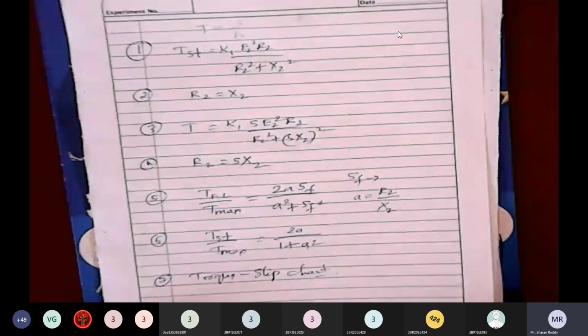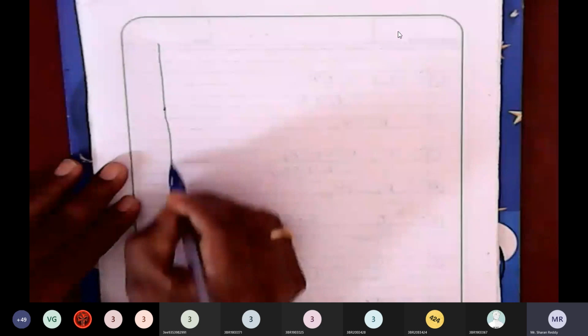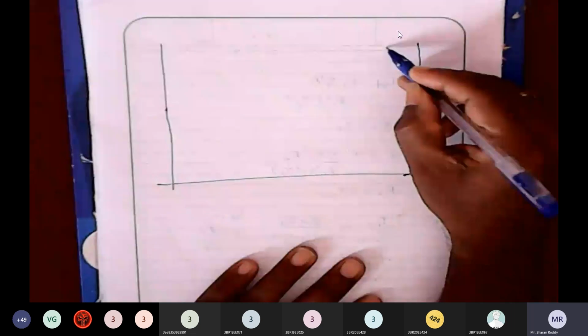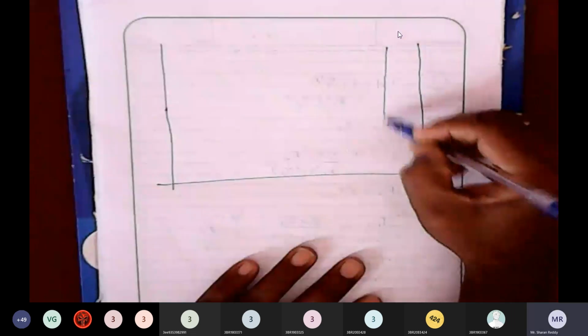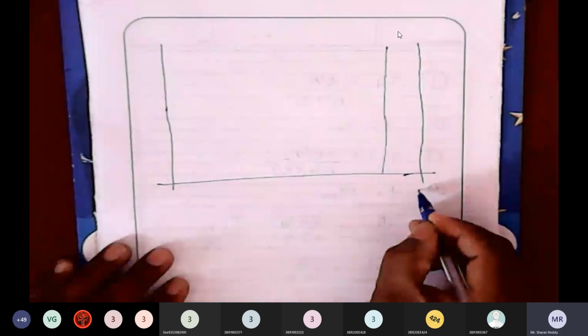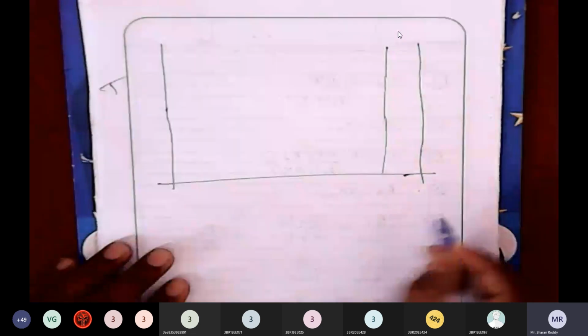Now coming to the torque slip characteristics of a three-phase induction motor. If you draw the torque slip characteristics of a three-phase induction motor, it looks like this. This is the torque slip characteristics graph. This part is what you call the operating region. This hatched portion is there. Torque versus slip.